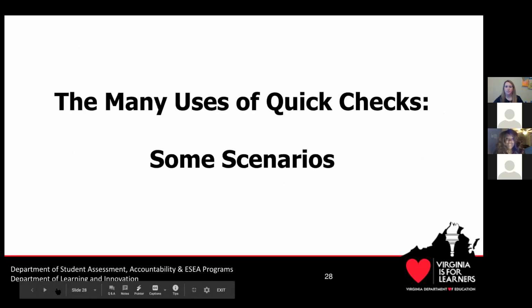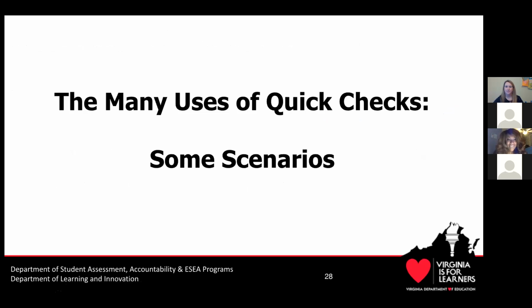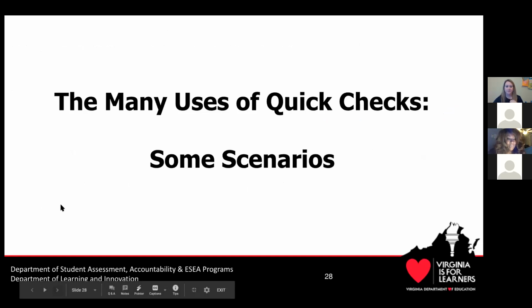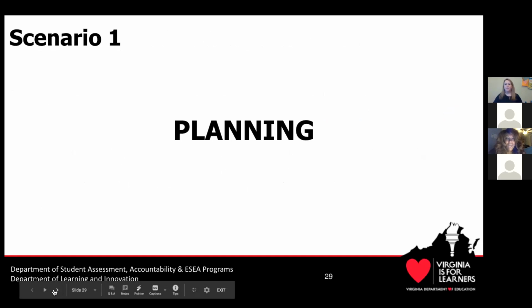And speaking of that, that's right on time. Here we go with some scenarios. We've got 4. I'm going to do the first 2, and then Rebecca's going to do the other 2. First, let's think about planning. Planning is that launch pad from where we need to go to that implementation of instruction. So we're going to start there.